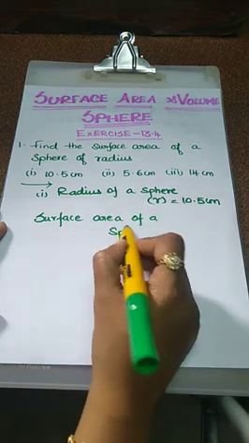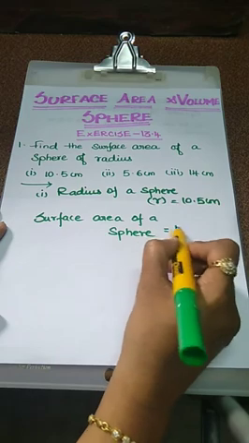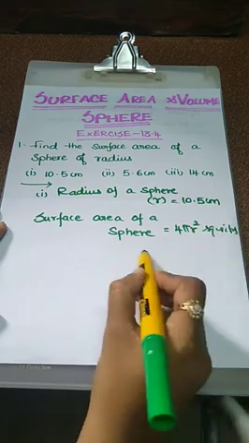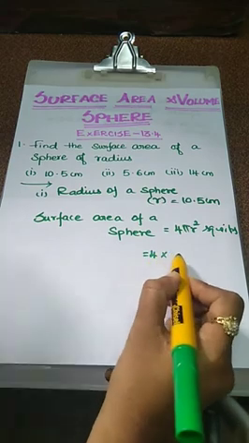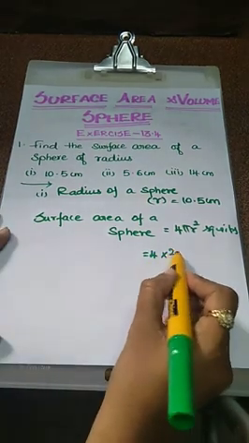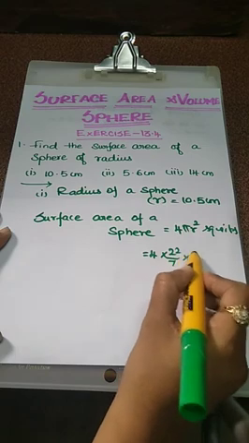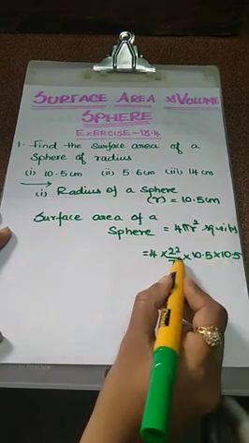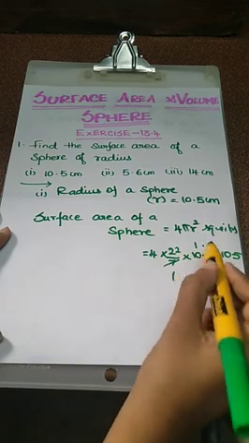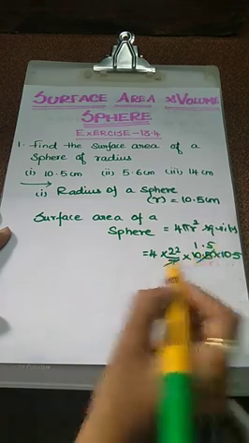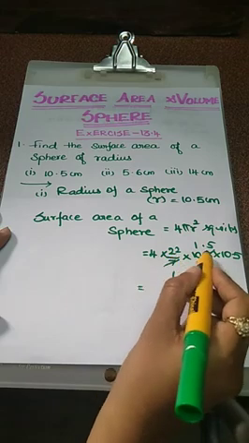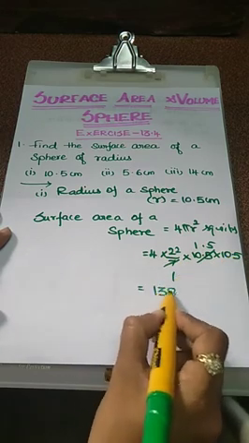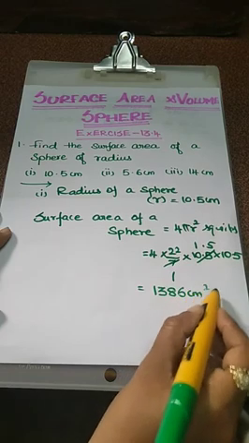So what is the formula to find out the surface area of a sphere? That is 4 pi r square units. Apply the values. 4 into what is our pi value? 22 by 7 into r value 10.5 into 10.5. Now we just cancel the value, balance 3, 5, 0. Now 4 into 22 into 1.5 into 10.5. So the value is 1386 centimeter square.